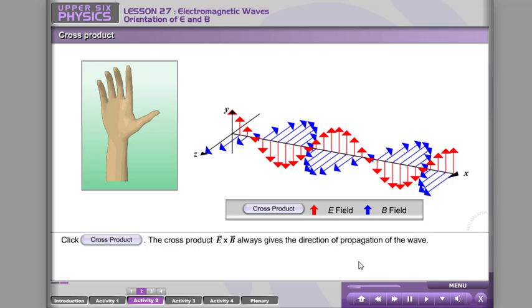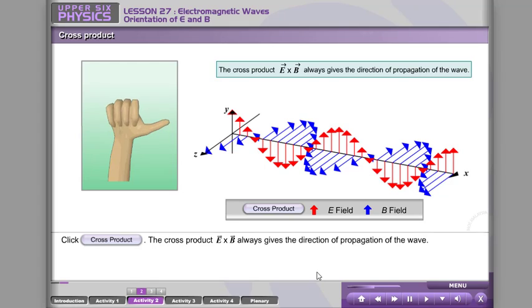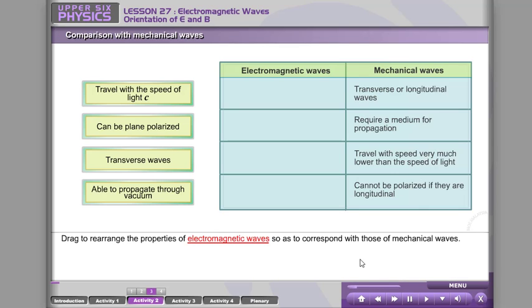Click the cross product button. The cross product E cross B always gives the direction of propagation of the wave. Drag to rearrange the properties of electromagnetic waves so as to correspond with those of mechanical waves.